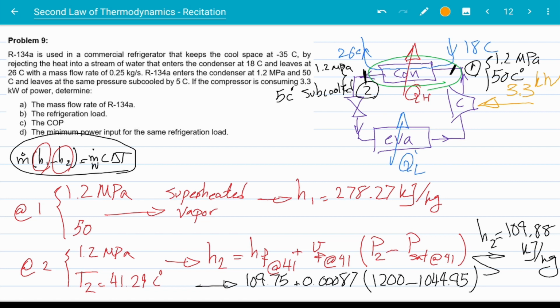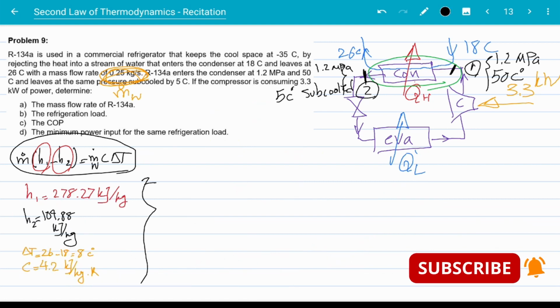m dot of the water is given inside the problem here. This is m dot of the water. C of water is 4.2 kilojoules per kilogram Kelvin. You can read it from tables or you just can memorize it. Delta T in this equation is 26 minus 18, which is 8 degrees Celsius, right? We have everything. We can plug them all back into our equation here.